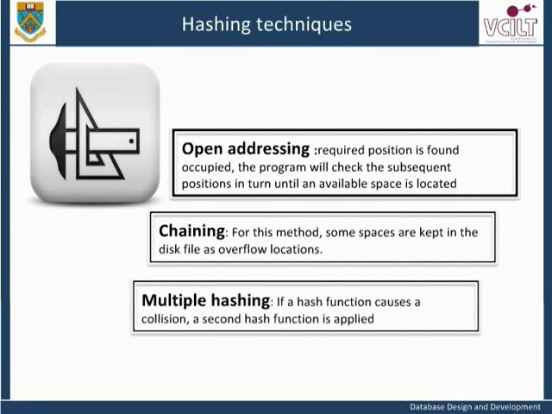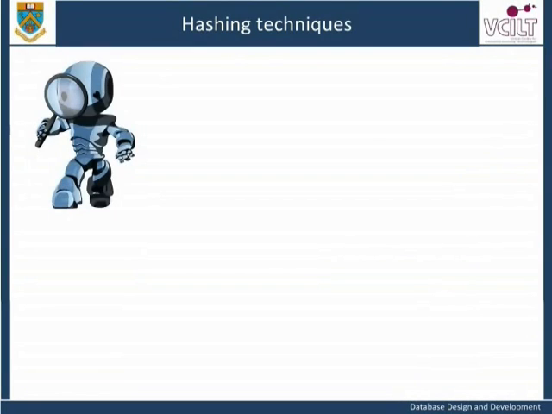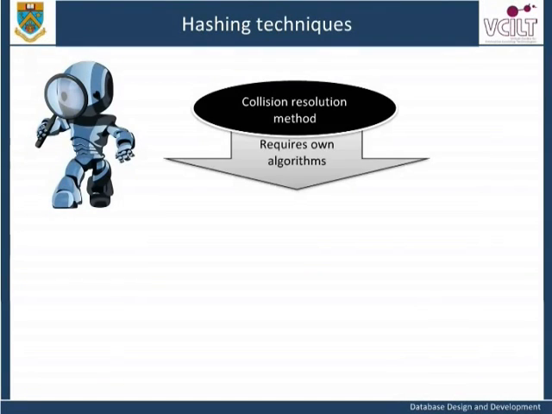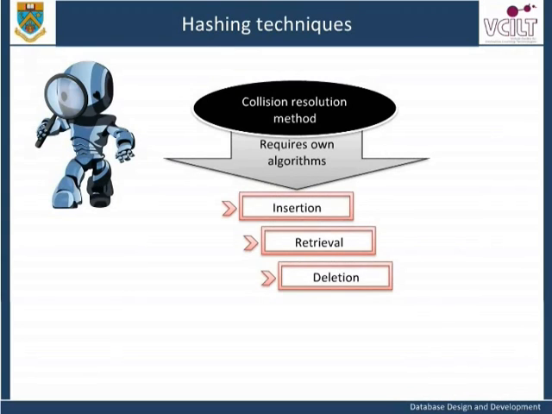Multiple hashing. If a hash function causes a collision, a second hash function is applied. If it still does not resolve the collision, we can then use open addressing or apply a third hash function, and so on. Each collision resolution method requires its own algorithms for insertion, retrieval, and deletion of records. Detailed discussions on them are beyond the scope of this unit. Interested students are advised to refer to textbooks dealing with data structures.